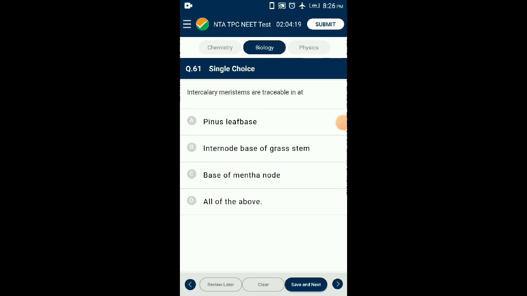61. Intercalary meristems are traceable in art. Intercalary meristems are present beneath apical meristem and is responsible for increase in diameters of plant organs. It is a meristem which is present between mature tissues at the base of nodes and internodes at the leaf blades. So the answer for this question is option D, all of the above.